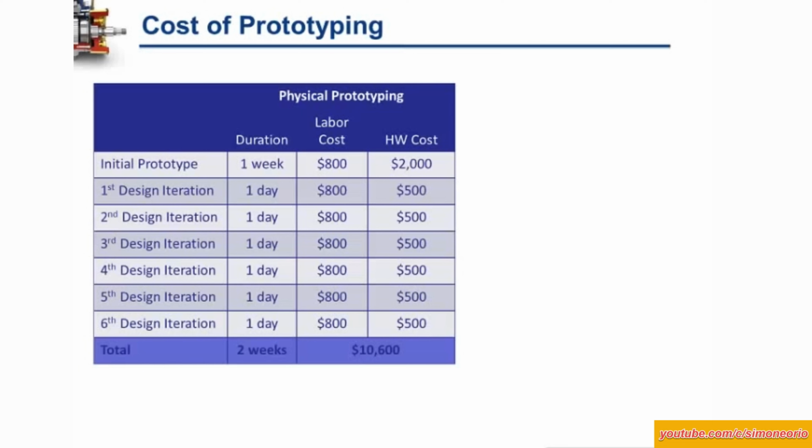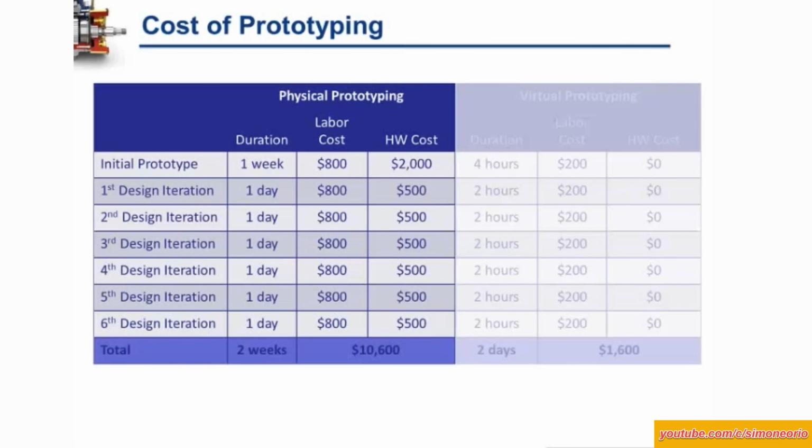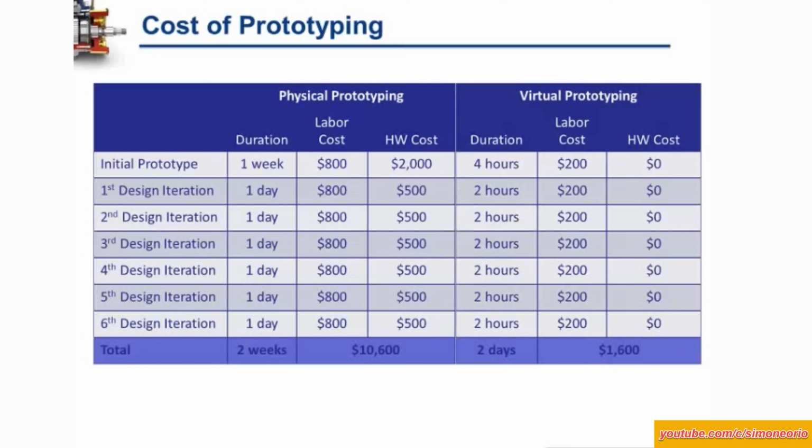We can get into a lot more detail with time value of money, but really, if you sit down and think about it, a typical physical prototype testing might take us a week to kick off our first prototype and a couple thousand dollars in hardware and $800 in labor. And every design iteration is going to take time to manipulate our prototypes, time to run the testing. And so in our physical example here, we're looking at two weeks of time and almost $11,000 in costs.